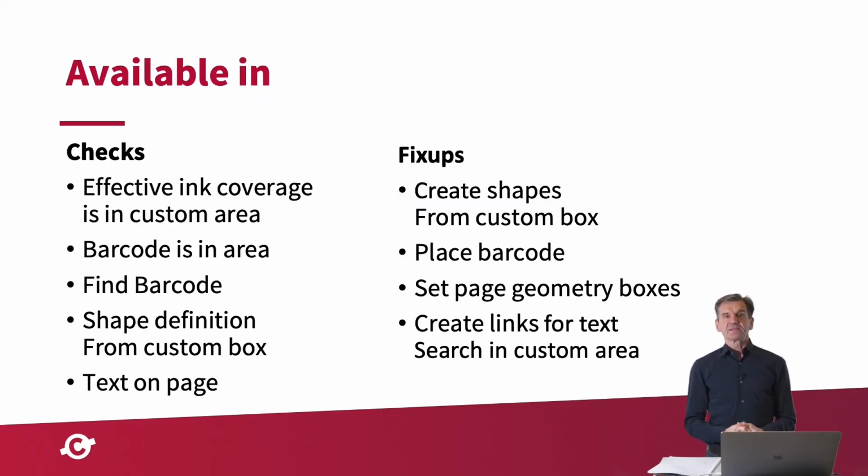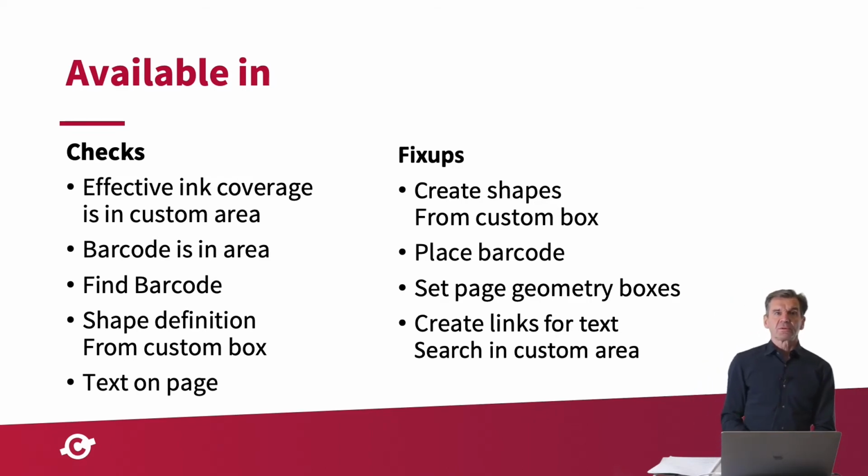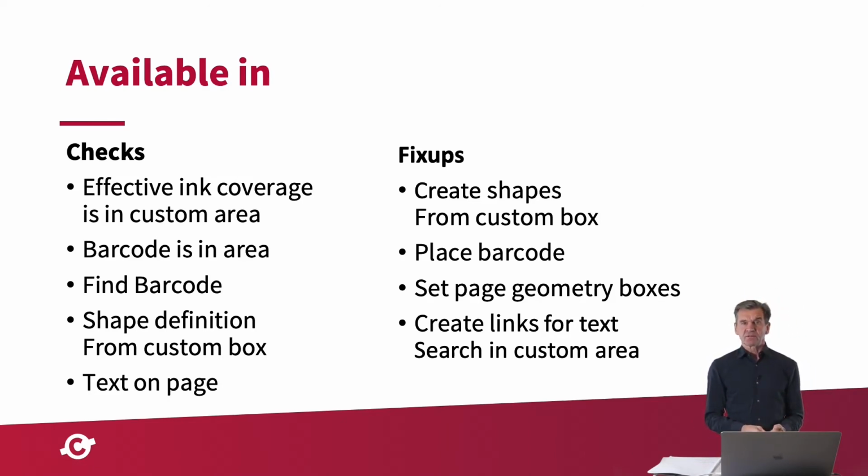And again, that is available wherever needed. So for instance, in effective coverage, in barcode, in find barcode, shape definition from custom box, in search text on place, or in the fix-ups to create shapes from a custom box where a barcode is placed, or geometry boxes are set, modified, or the feature that David mentioned yesterday, where links for text are created, but only in a custom area.